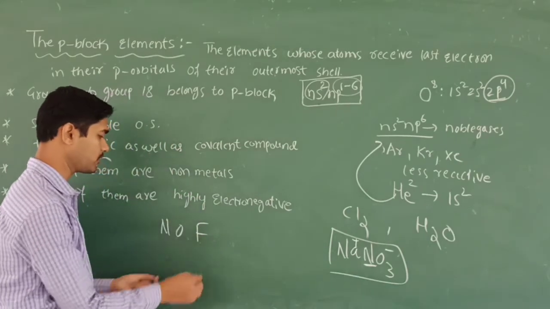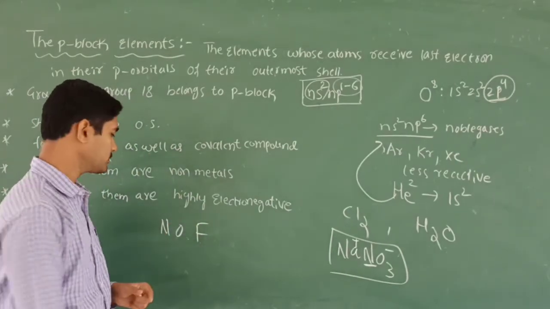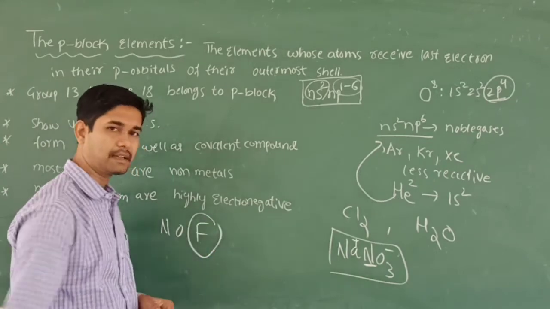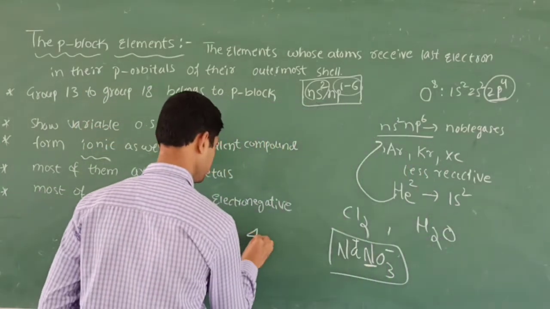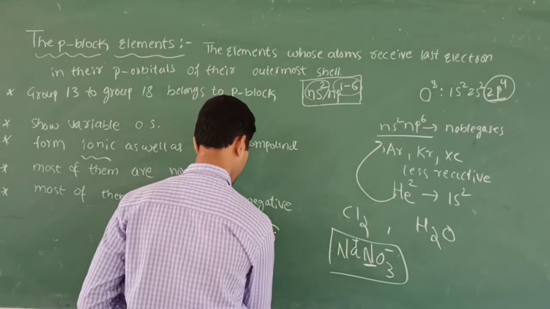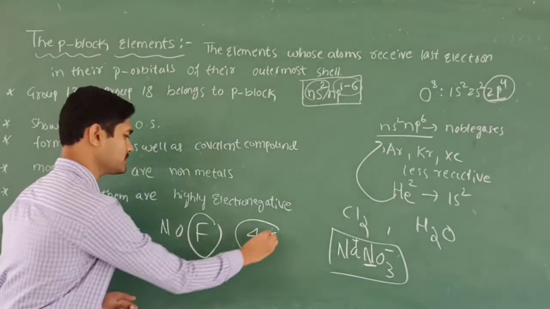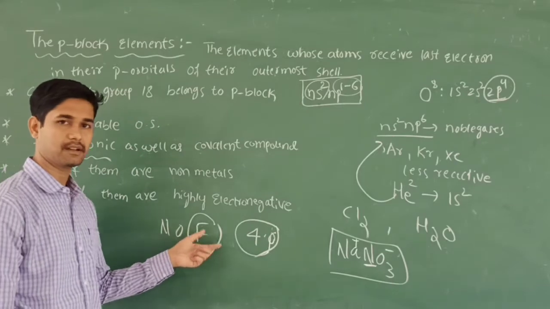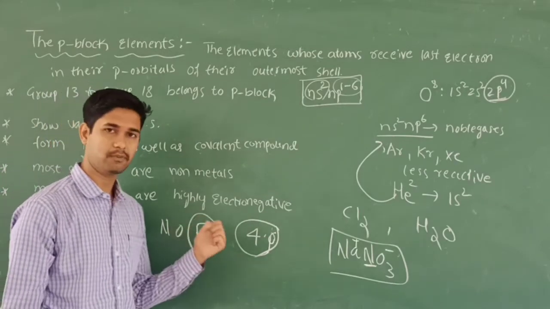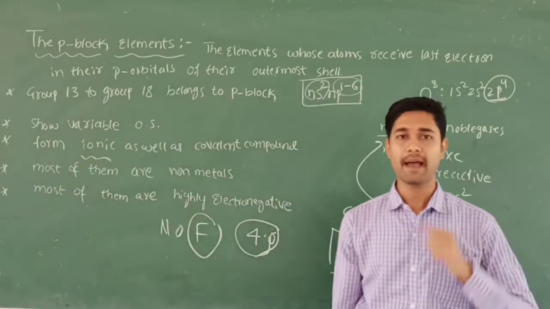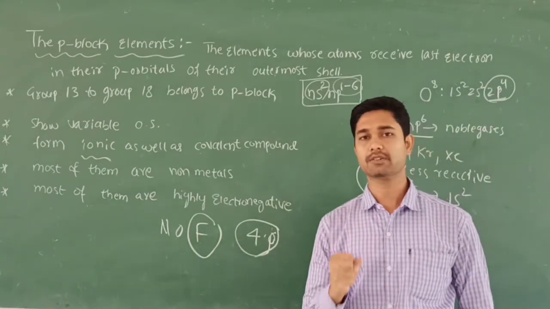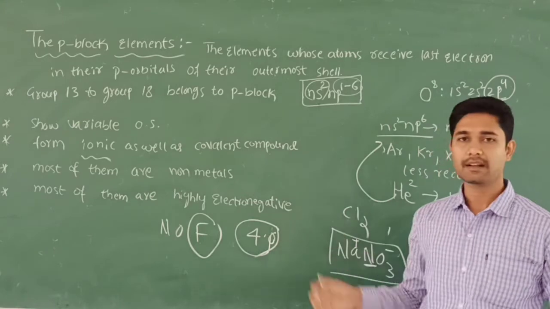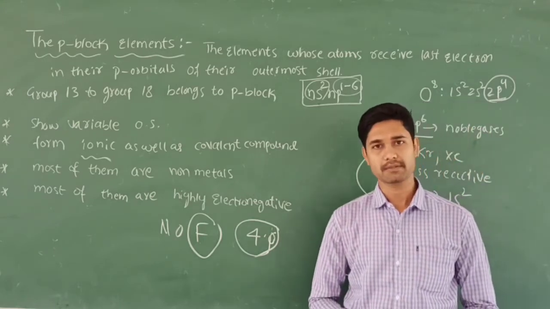That is called electronegativity. In the periodic table, fluorine has the highest electronegativity, and its value is around 4.0. Fluorine has 4.0. Its electronegativity value is 4. This is the highest in the periodic table, as well as in the p block elements. Fluorine has the highest electronegativity. So this is the general characteristics of the p block elements.